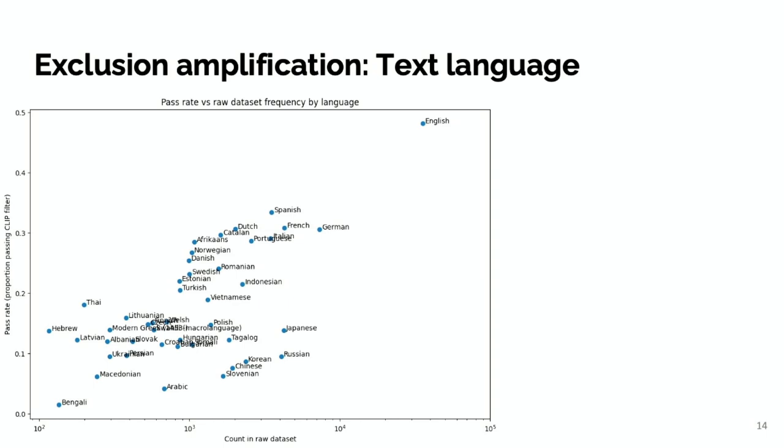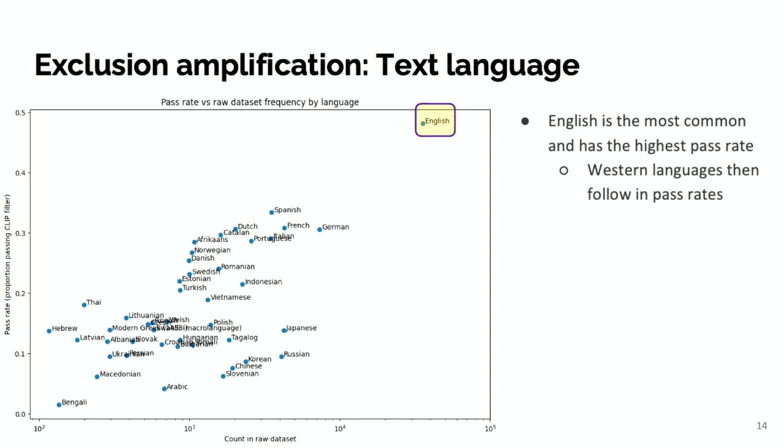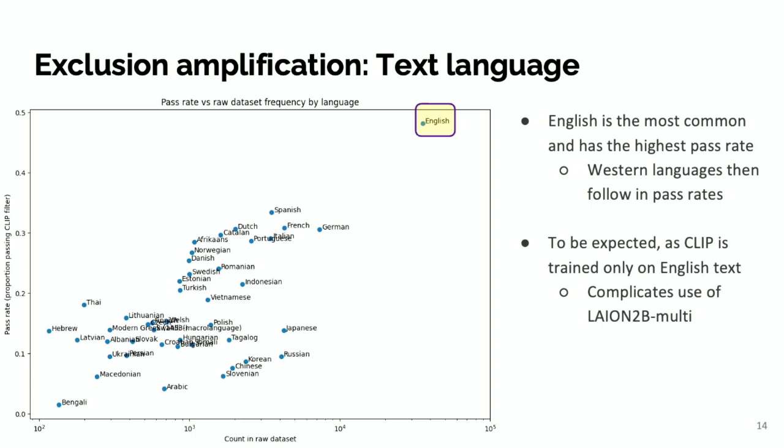So we find a statistically significant positive relationship here. What that means is that the less frequent a language is before filtering, the lower its pass rate, which means that it's being excluded at higher rates. More specifically, if we look at English, we see it's on the upper right. It is the most frequent, and it also has the highest pass rate. And then the Western languages are on the upper right as well. This is to be expected, because we do know that OpenAI CLIP, while we don't have access to the training data set, is trained only on English text, and Western languages may be more similar to English.